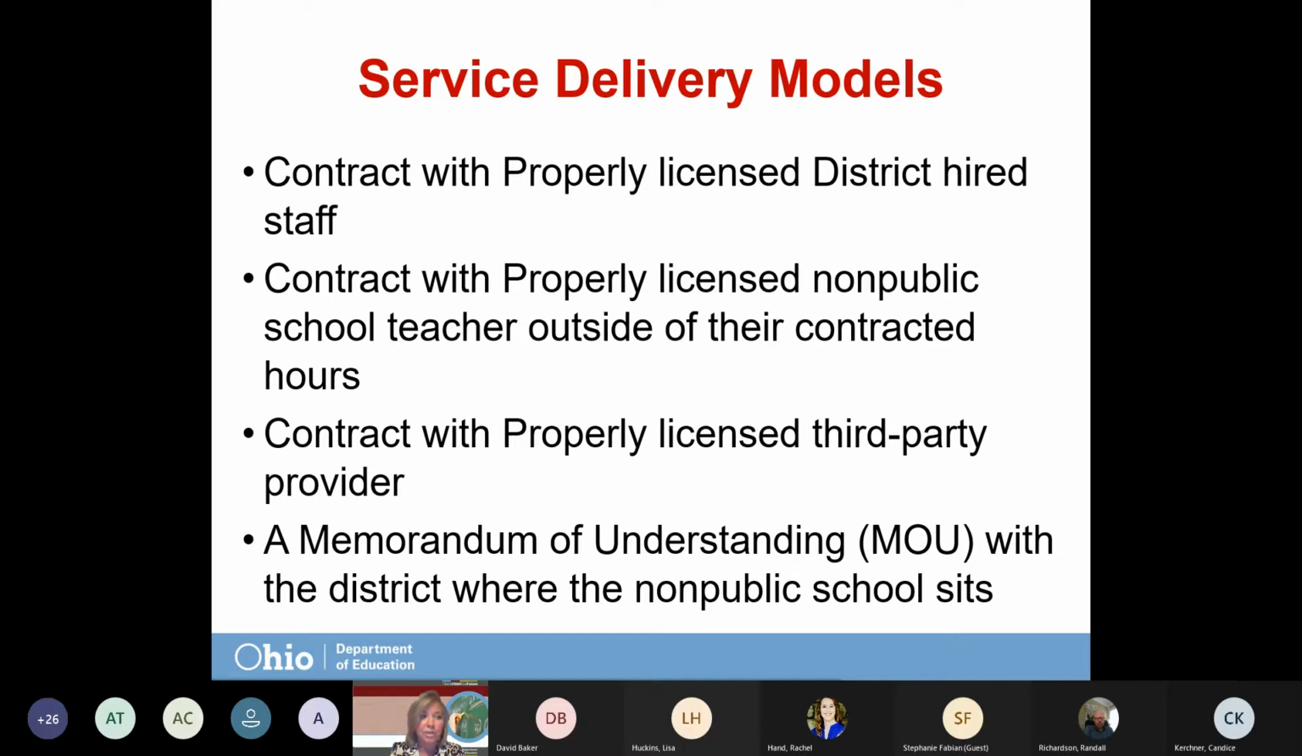Option number 2, your district can hire a properly licensed non-public school teacher outside of their contracted day.